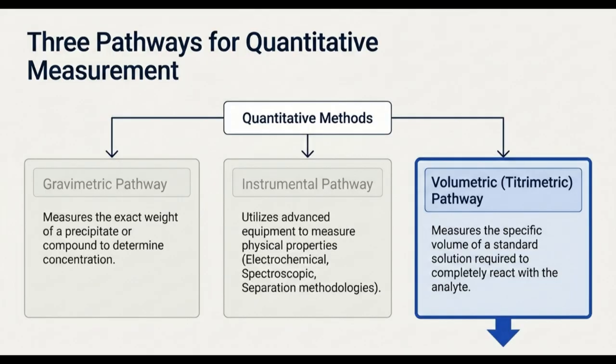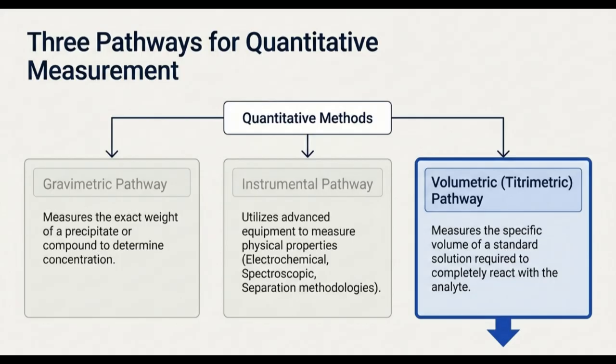This slide outlines the 3 pathways for quantitative measurement in pharmaceutical analysis, even though they are organized under 2 main categories. Let me clarify. First, we have the gravimetric pathway. This method measures the exact weight of a precipitate or compound to determine its concentration. It is one of the oldest and most direct forms of quantitative analysis. Second, we have the instrumental pathway. This is a broad category that utilizes advanced equipment to measure physical properties. Under this umbrella, we find electrochemical methods, spectroscopic methods, and separation methodologies like chromatography.